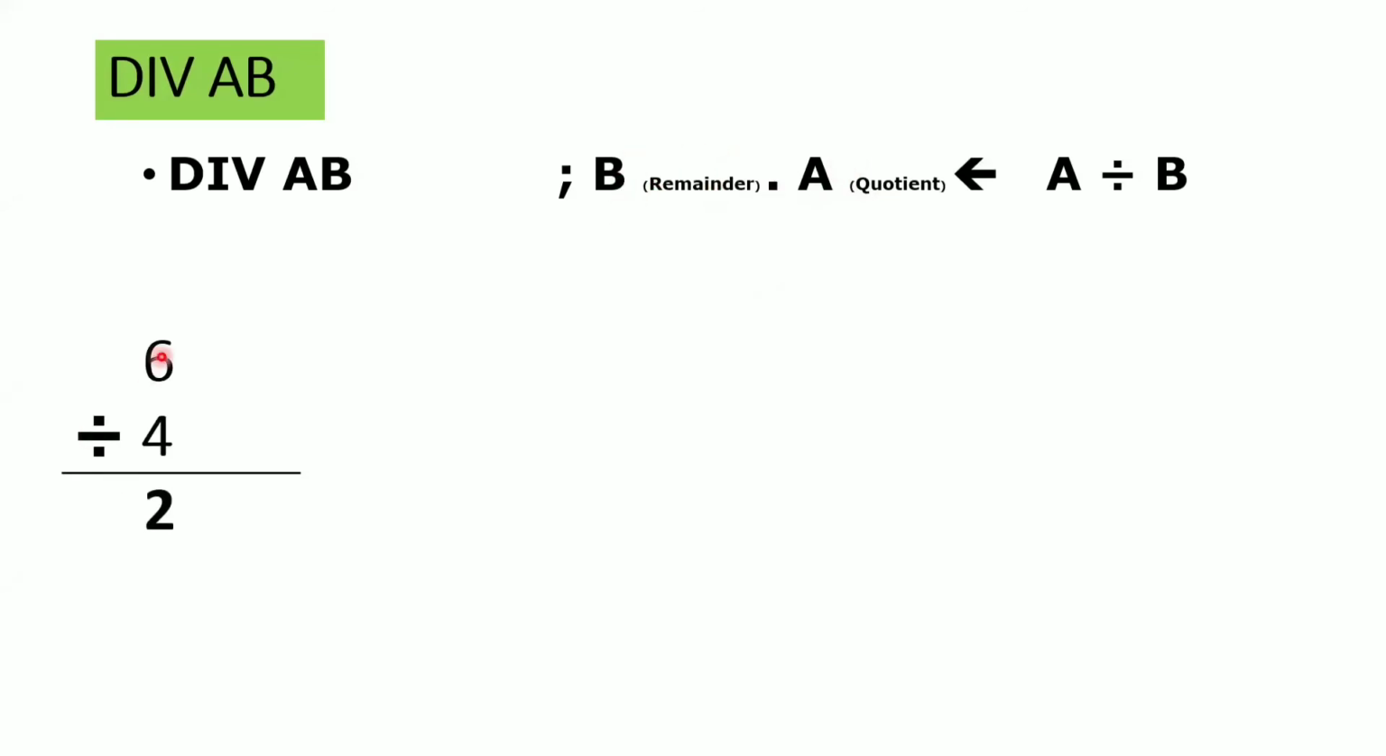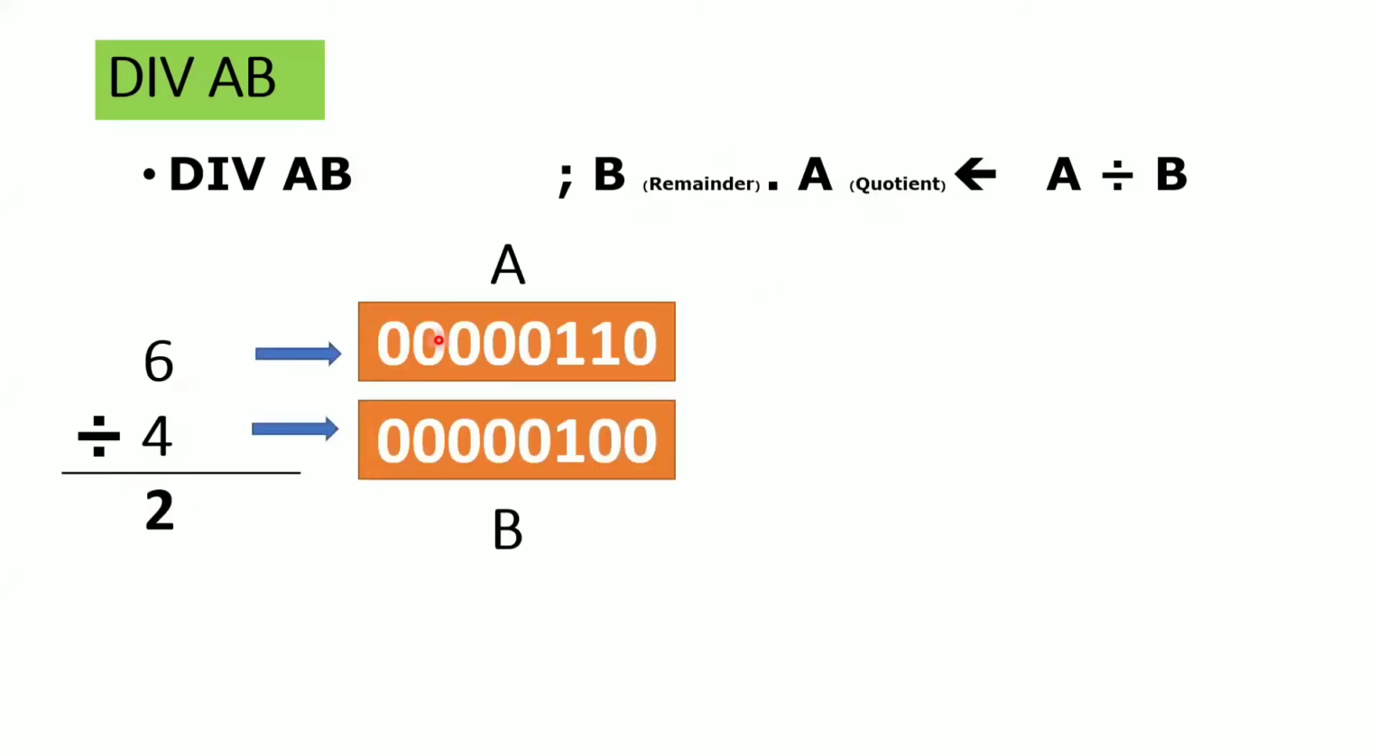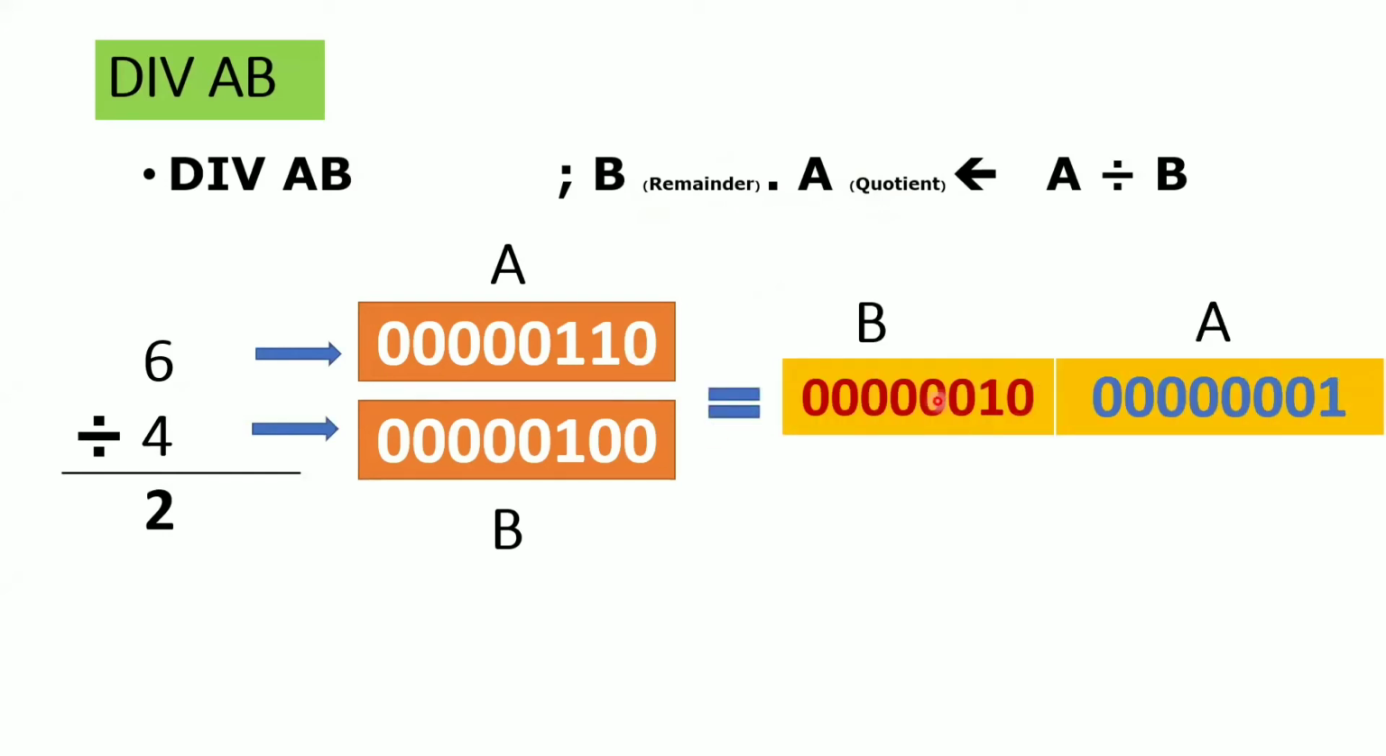The quotient will be stored inside your A register and the remainder will be stored inside your B register. Now, if you try to perform division on these two numbers, 6 divided by 4, what will be the remainder? 2. What will be the quotient? 1. So that quotient will be stored inside your A register and in the B register, you will get the remainder. Whenever you want to perform division, you need to convert them into binary. After that, you perform this division and you can get your result. So the quotient will be stored inside your A register and the remainder will be stored inside your B register. That is your division operation.